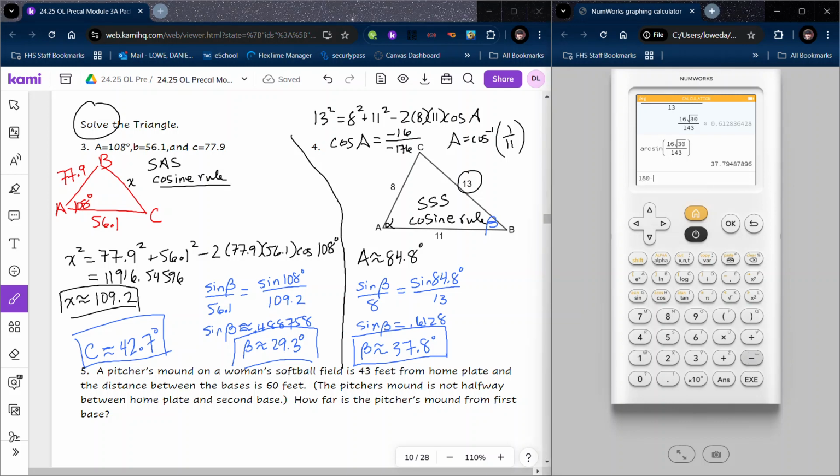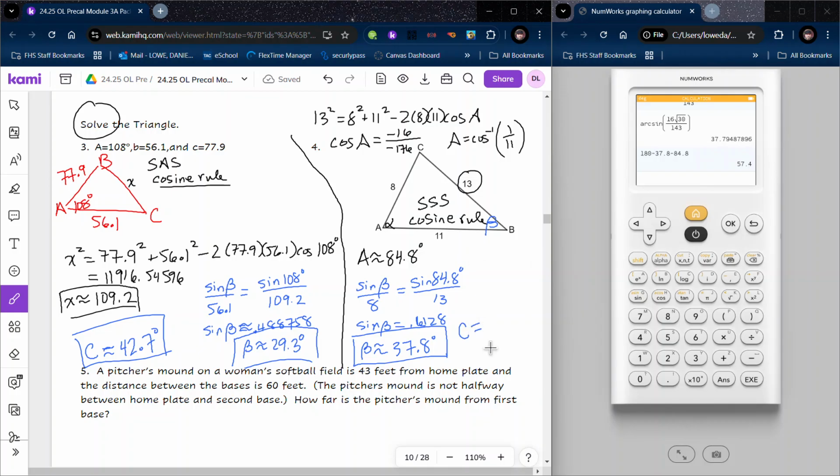And my angles add up to be 180 degrees. And so that gives me the angle C then is about 57.4 degrees. So I've got a problem where I start with the law of cosines. Once I find the angle, I can use the law of sines to finish solving the triangle.